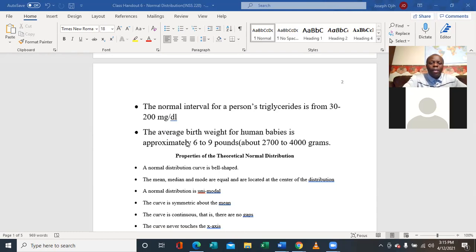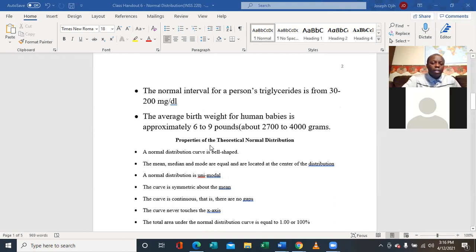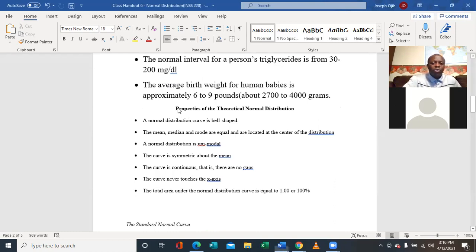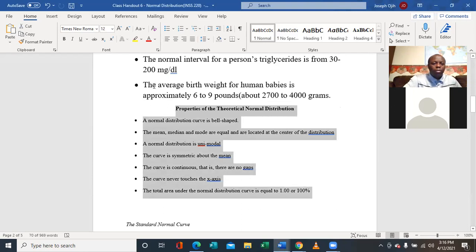Now, how about this? The average birth weight for human babies is 6 pounds to 9 pounds. If it's below 6 pounds, that means an underweight baby, something that might be wrong. And if above that, the baby is overweight. I can give you so many examples of what I mean by normal. Which will bring us to the properties of the normal distribution.